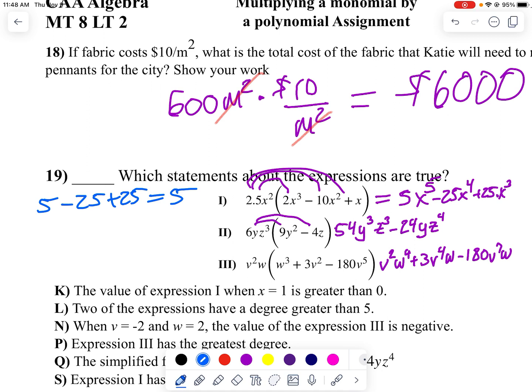So the value of expression 1 when x equals 1 is going to be greater than 0. Well, that's true, isn't it? So we definitely know K is going to be a true choice. Okay, 2 of the expressions have a degree greater than 5. Well, the first one has a degree of 5. The second one, I can see a degree of 6 and a degree of 6. So that one is correct also.